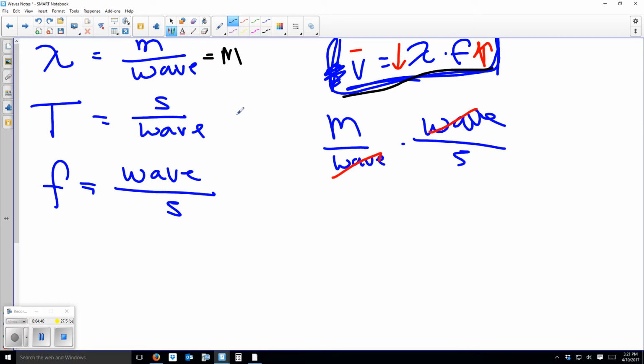Your frequency is in units of hertz. Frequency is something per second. Hertz is the same thing as a per second as your unit. So make sure you know how to use this equation.